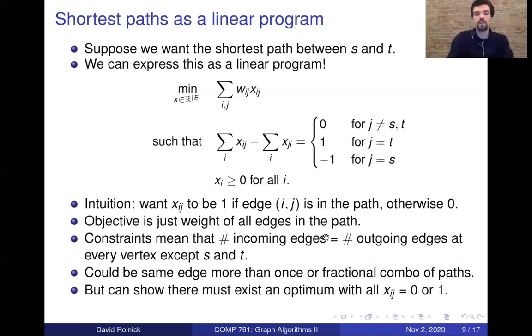But the moral of the story is that if you write down this linear program, there are feasible points which are not shortest paths. There are feasible points where the xij are not zero or one, but there is an optimum where the xij are all zero or one, and that corresponds to a shortest path between S and T.